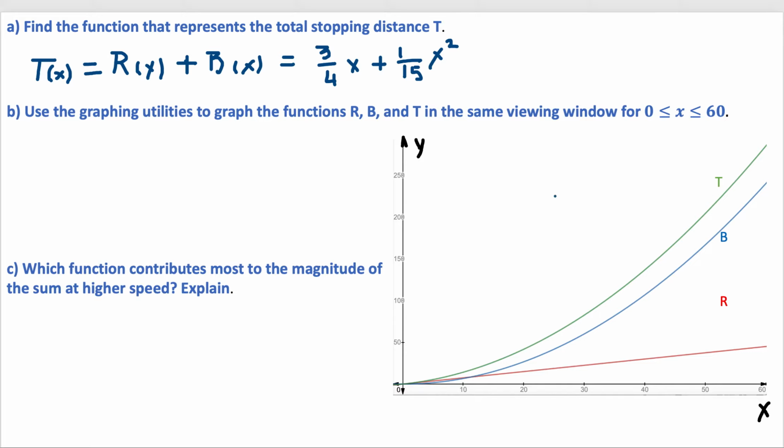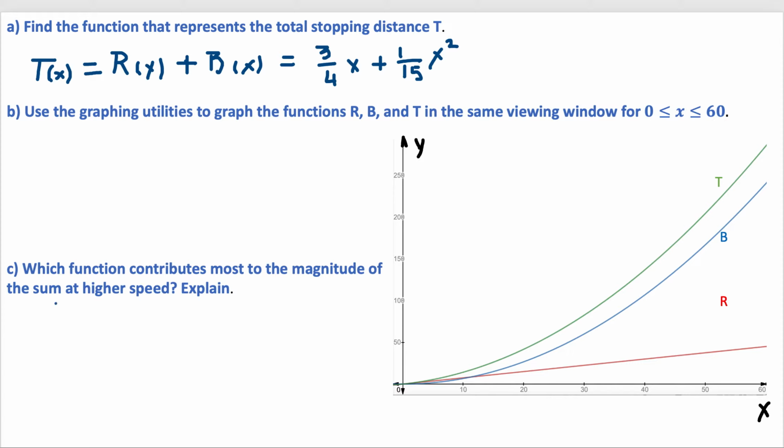In B, usually what is asked is just to graph with a utility. I used Desmos because it would take me a long time to show every step, so I just put the graph here, and I think it's not very hard to do. Everyone can do it.